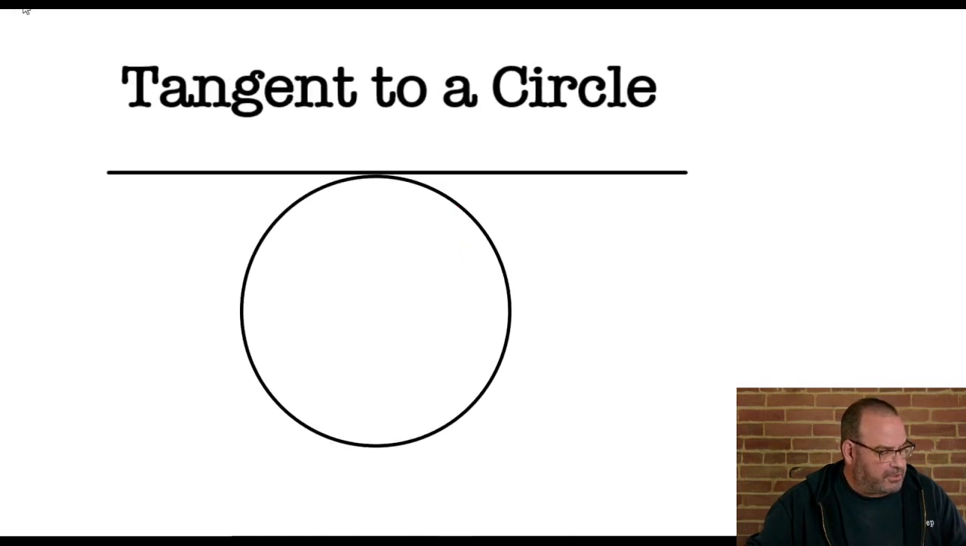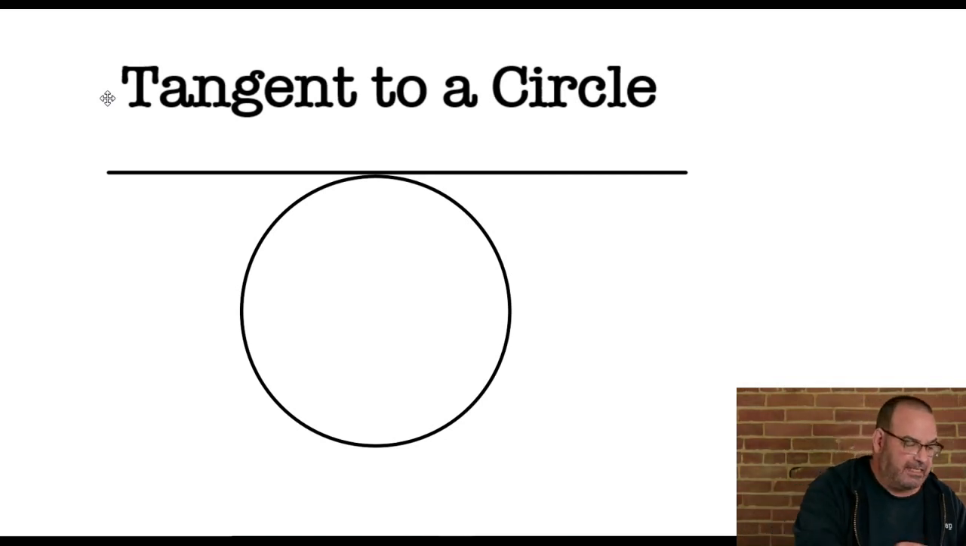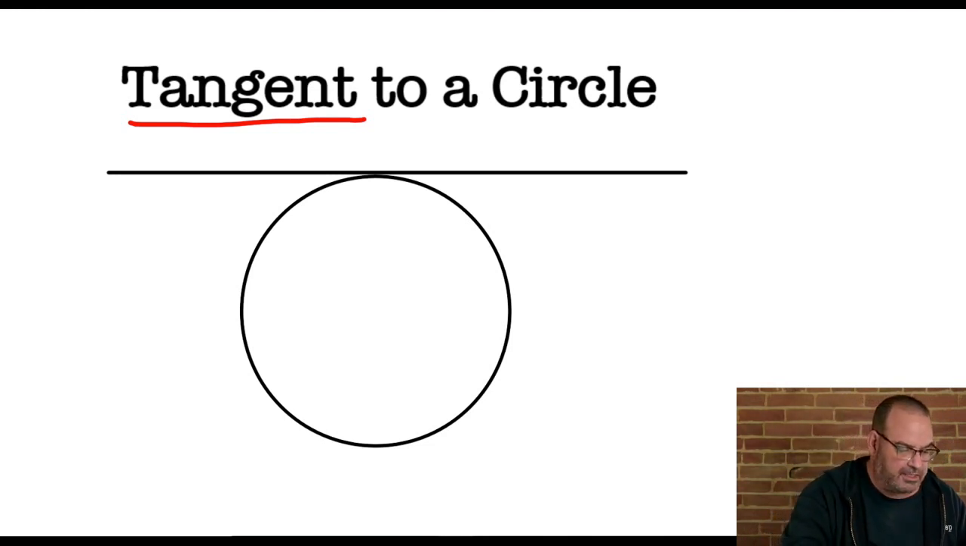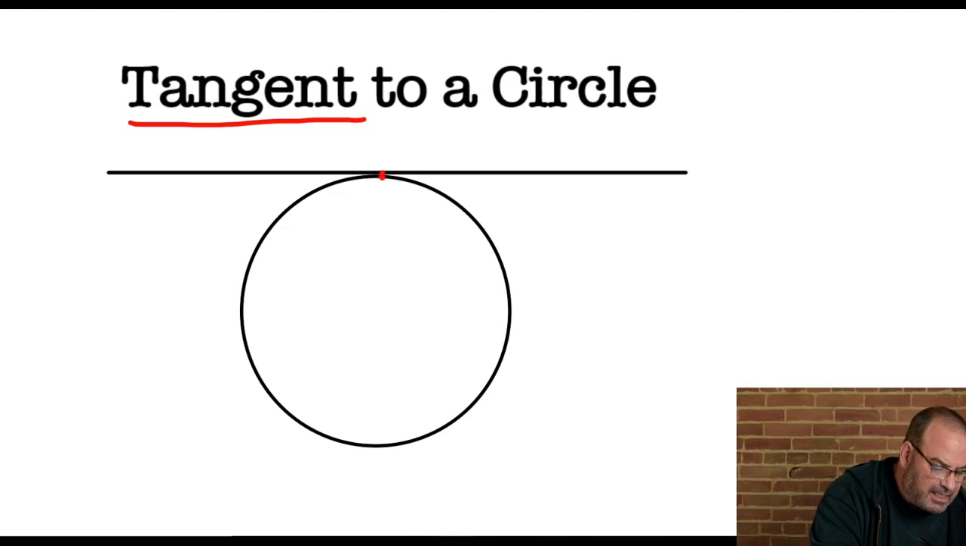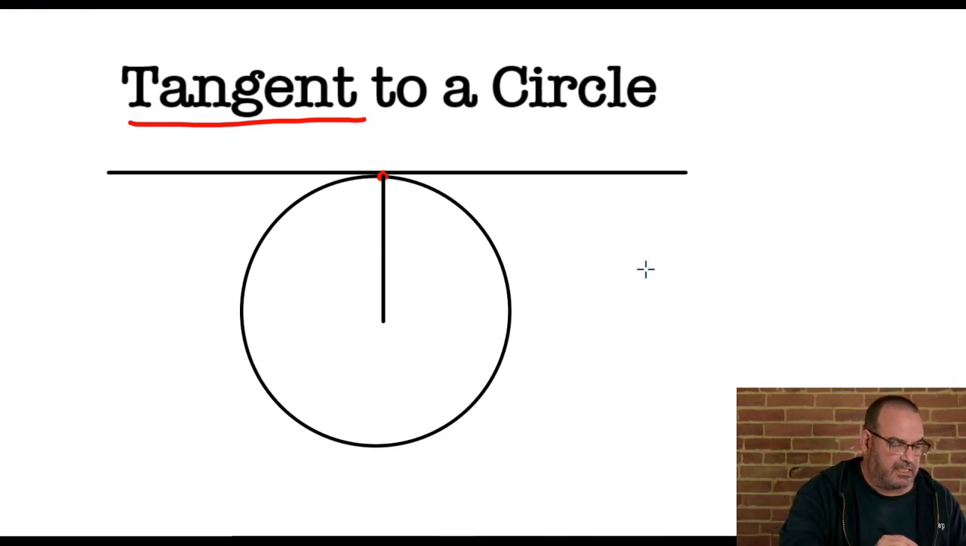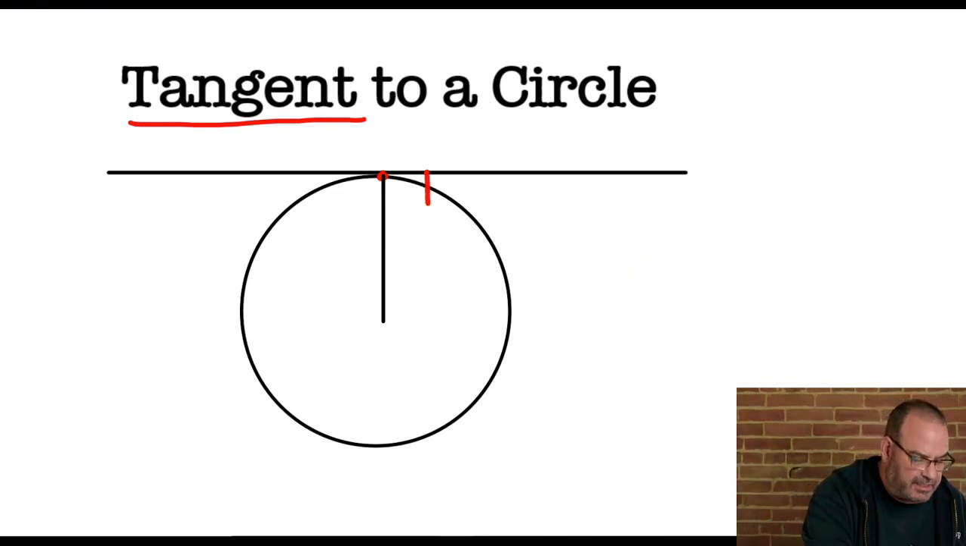Another word I want you to know is tangent to a circle. If a line is tangent to a circle, this is not the tangent of opposite over adjacent. It means that the line touches the circle at exactly one point. And if I draw a line here, this radius, let's make this a radius, the tangent line to the radius that it touches forms a 90-degree angle.